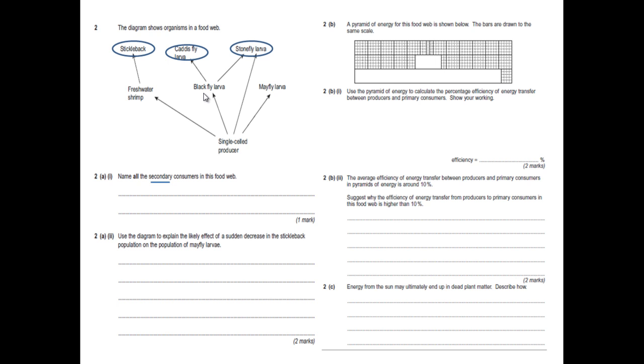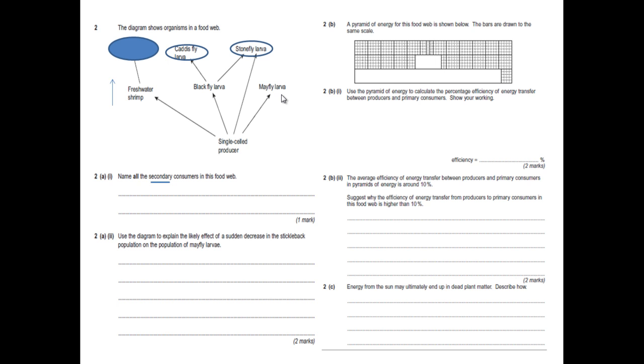2. Use the diagram to explain the likely effect of a sudden decrease in the stickleback population on the population of the mayfly larvae. So what they're saying is the stickleback population goes down. And so what they're then saying is what happens to the number of mayfly larvae, so this one over here. So, if you think about it, because there are less of the sticklebacks, there's less predation on the freshwater shrimps, so you can expect their numbers to go up.